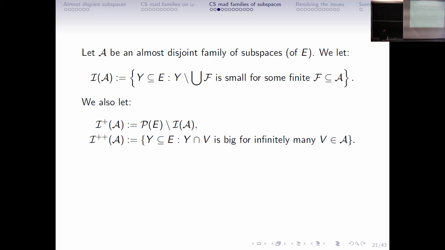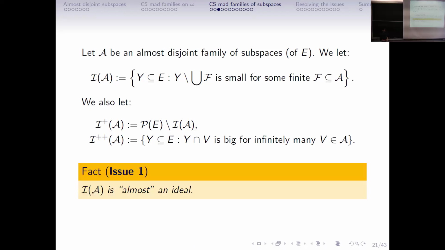Okay, horrible. So IA is not an ideal, but it turns out that it's actually pretty close to being one. It is almost an ideal. I will clarify what this means later, okay? But let's use this issue one as a promise. It's a promise that I'll get back to you guys on what I mean by this, okay?